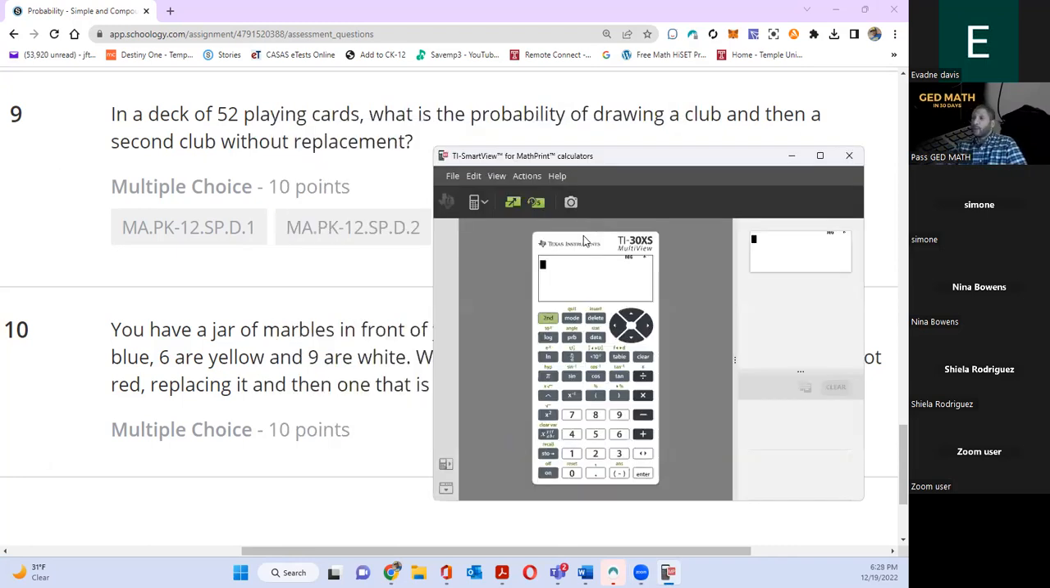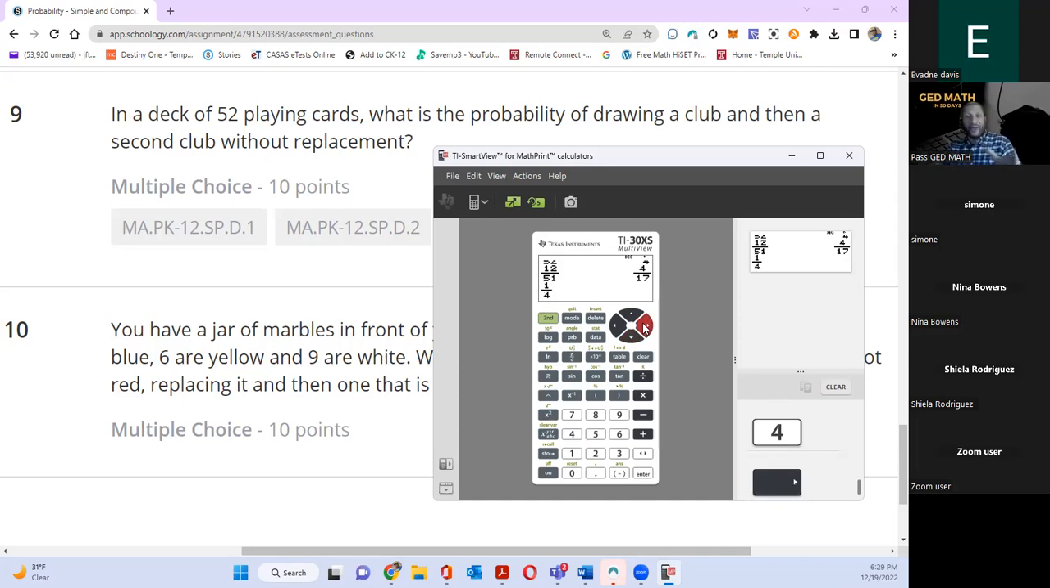So first of all, fraction button: how many clubs? 13. How many total cards? 52. When I get out of that fraction, I press enter. I have the probability of picking my first club. Second thing, fraction again: I have 12 clubs left over 51. Since I know that I have to multiply the 2, then I do 1/4 times.